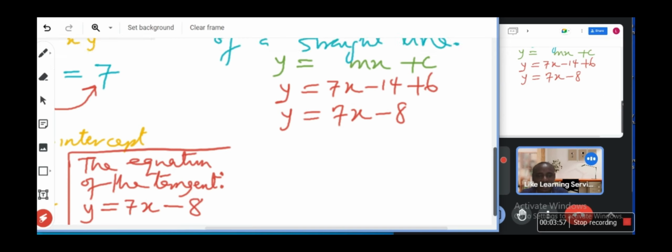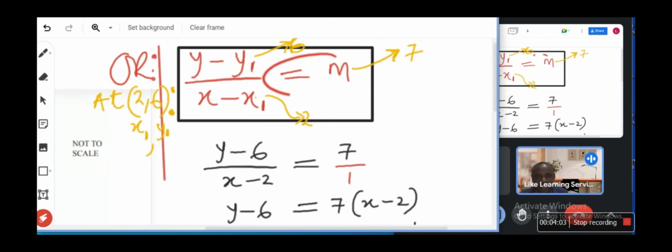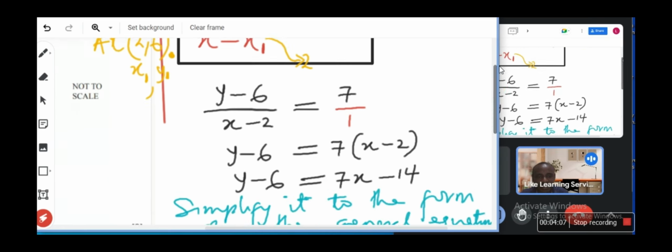But I think this formula will be easier for you to remember. But you need to memorize it. Y minus y1 over x minus x1 equal to m. Yes, sir. Okay, I think that's cool.